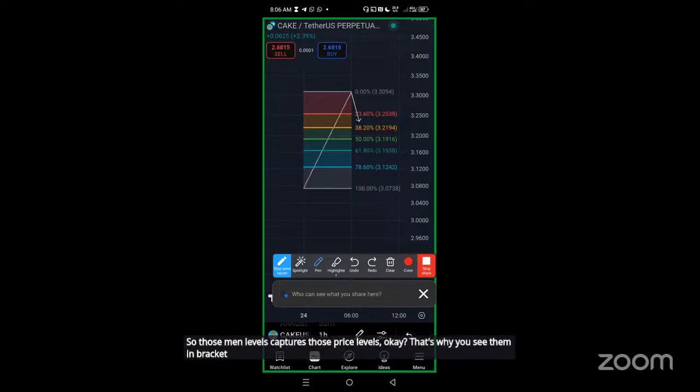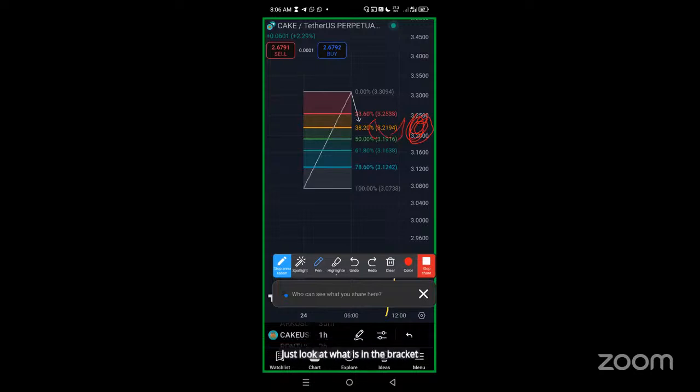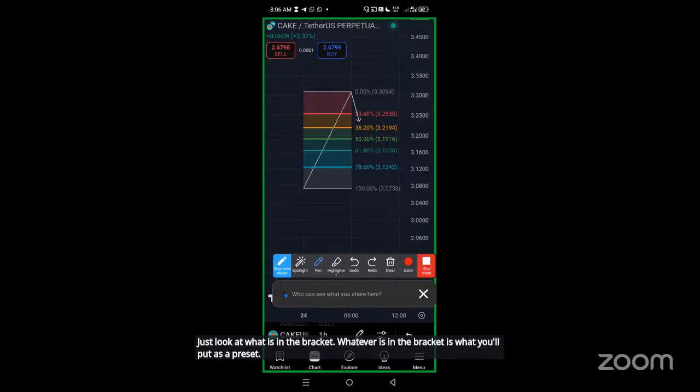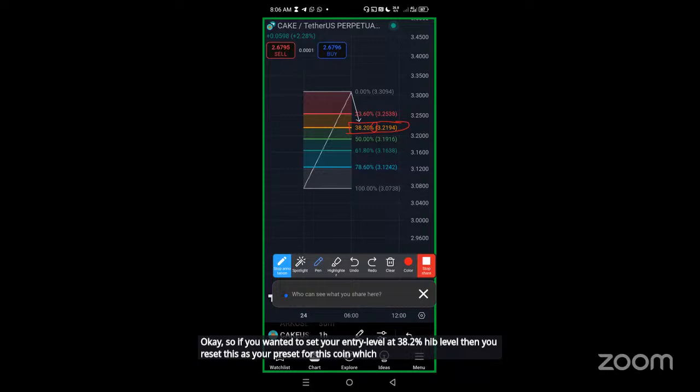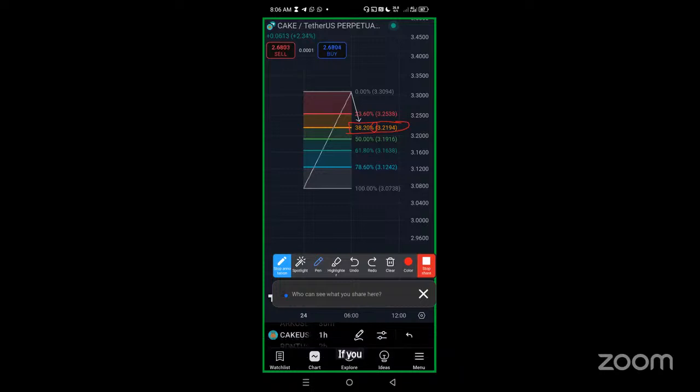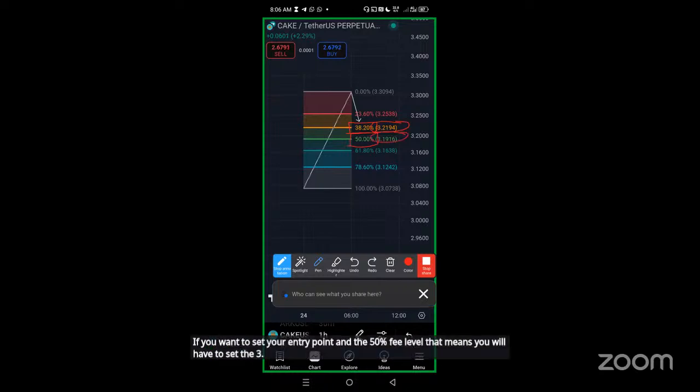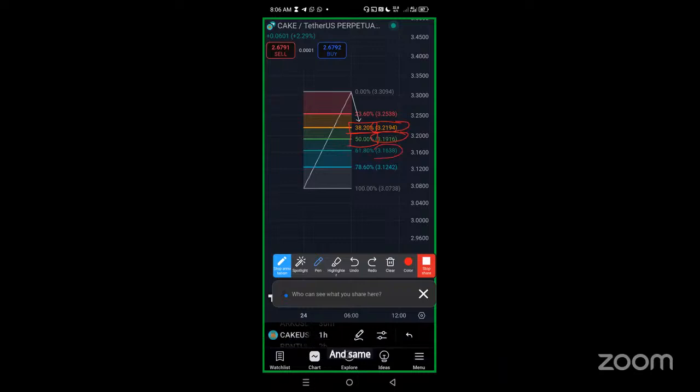So instead of straining your eyes to look out for where the fib level is touching on the price line, just look at what is in the bracket. Whatever is in the bracket is what you put as a preset. Okay, so if you wanted to set your entry level at 38.2% fib level, then you would set this as your preset for this coin, which is cake. If you want to set your entry point at the 50% fib level, that means you will have to set the 3.196 as your preset. And same applies to the 61.8.